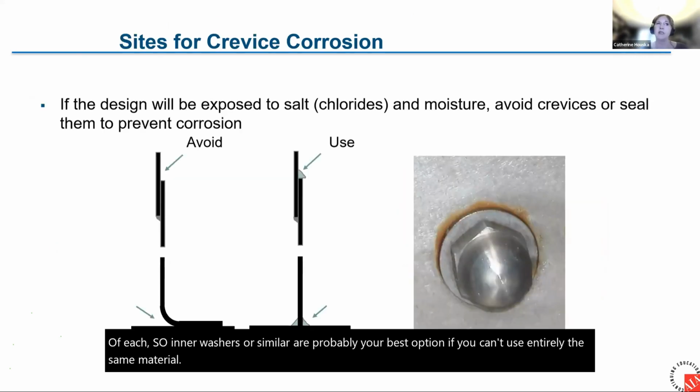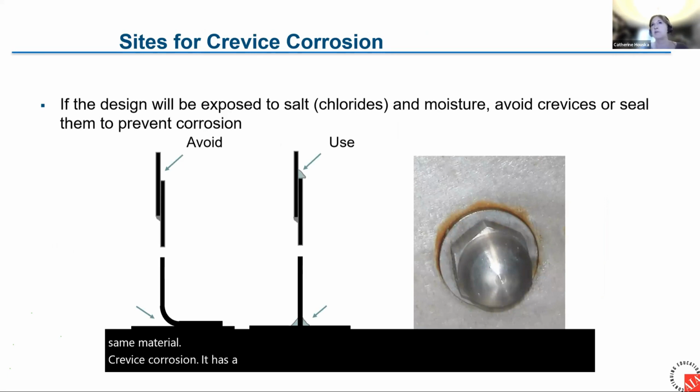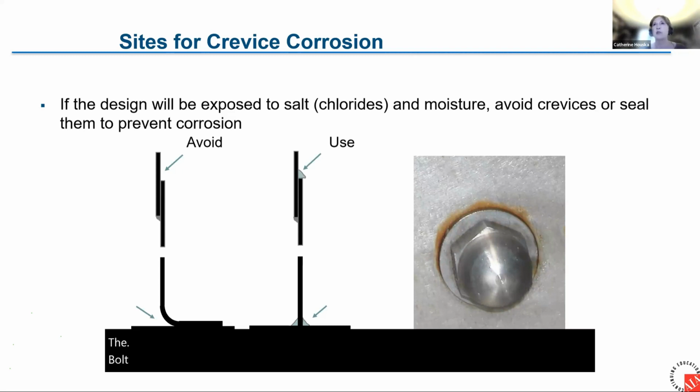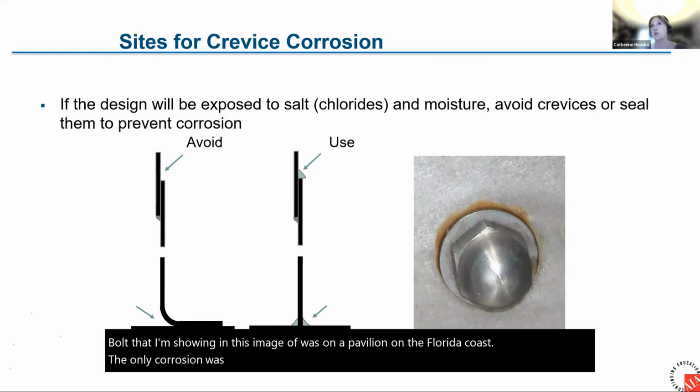Crevice corrosion is a big consideration in many sunscreen designs, whether we're talking about bolting together components or a sunscreen that is woven or otherwise has tightly overlapping pieces of metal. The bolt that I'm showing in this image was on a pavilion on the Florida coast. The only corrosion was under the fasteners. There was nothing to seal that crevice.